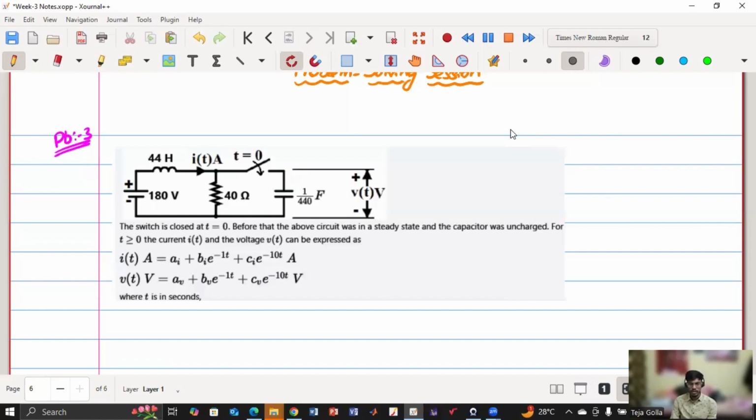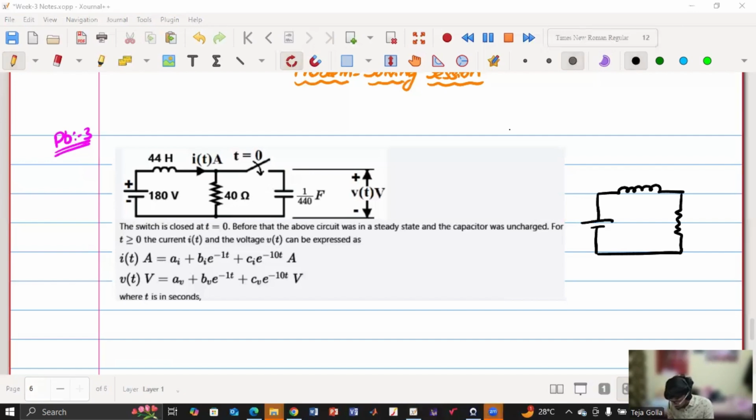No, it has reached steady state. So let me draw the circuit. I have told you at steady state how the inductor will become a short circuit or open circuit. So this is the initial circuit. So 4.5 amperes, Vishnu, very correct. So it is 180 by 40, right? At steady state, the inductor will become a short. So this is 180 volt and this is 40 ohm.